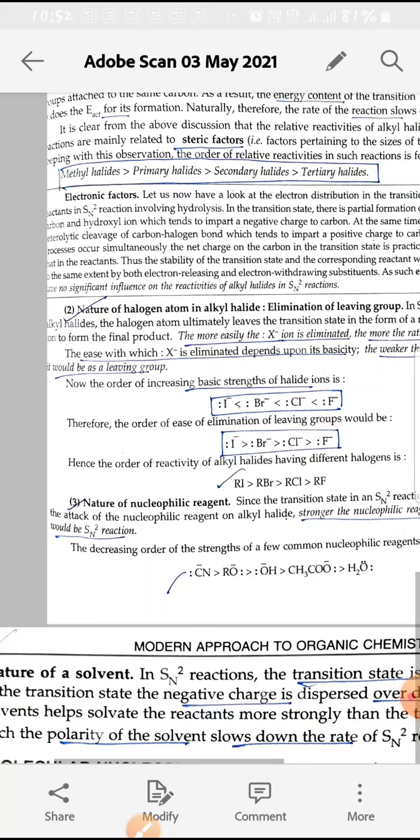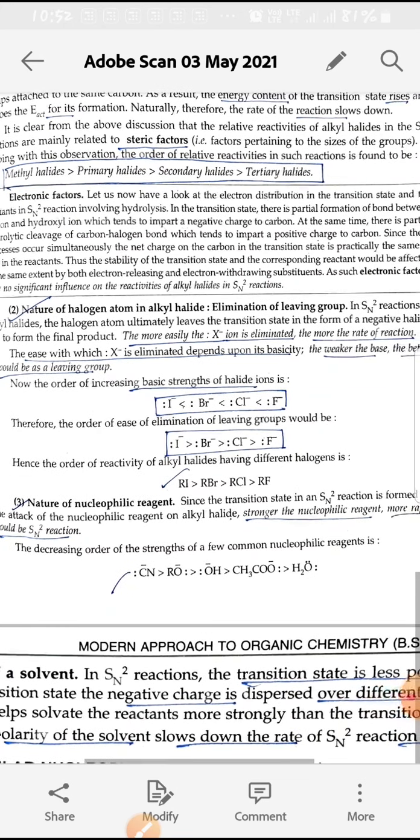Next factor is the nature of the halogen group in the alkyl halide, that is the elimination of the leaving group. In the leaving group, the more easily X negative is eliminated, the more will be the rate of reaction. And elimination of X negative depends upon the basicity. The weaker the base, the better will be the leaving group.